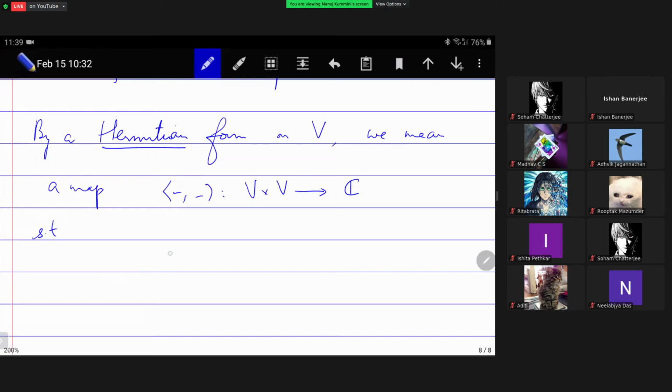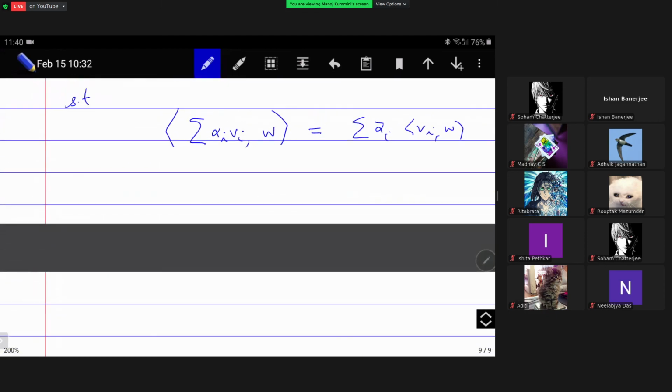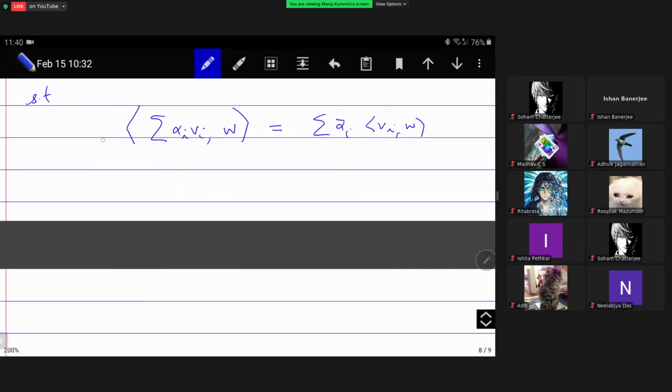Okay, sum of alpha i v i and w. So on the first factor we are taking a linear combination of vectors from V. This is sum of alpha i bar times the inner product of v i and w. So this is the first condition.